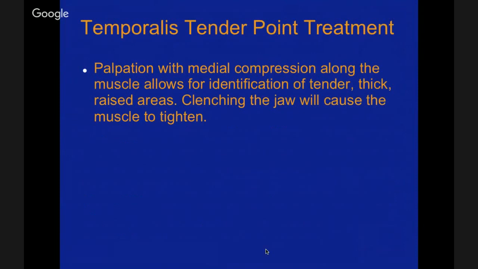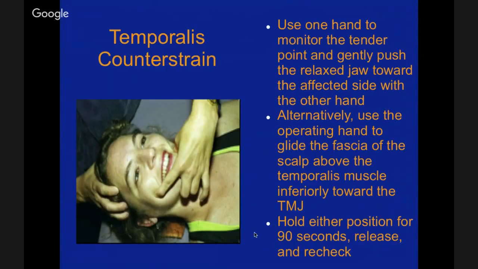So, temporalis tender point. To locate the tender point, you apply medial compression along the muscle, allowing for identification of tender, thick, raised areas. If you clench the jaw, you're activating the muscle, and that can help to identify not only the muscle, which is pretty obvious to identify, but also the tender points. And then this lady here, she loves counterstrain. One technique for treatment of a tender point would be temporalis muscle counterstrain.